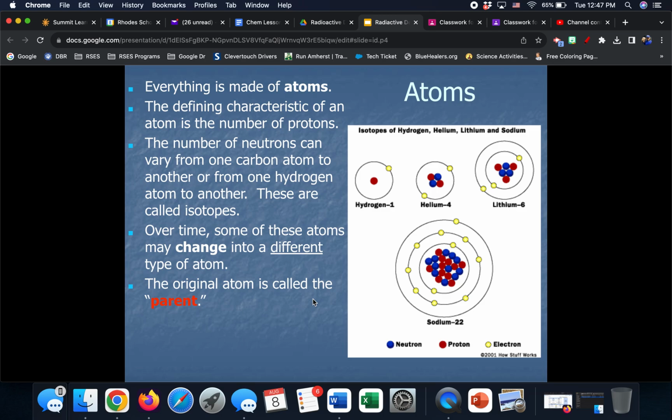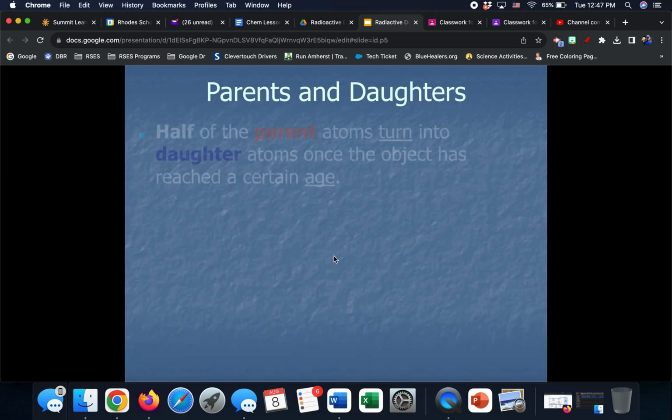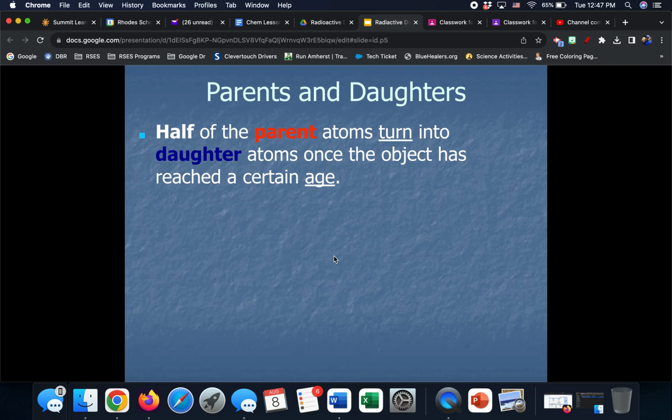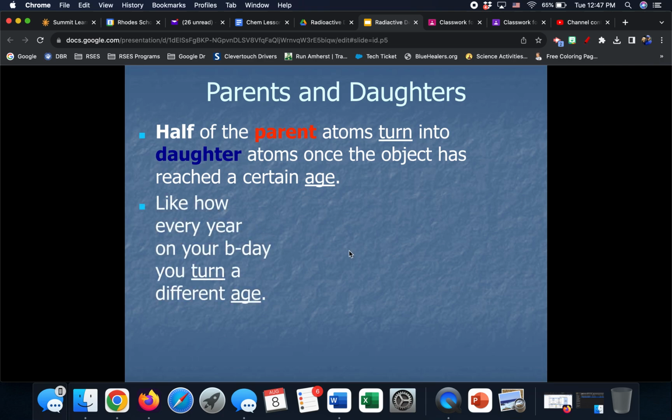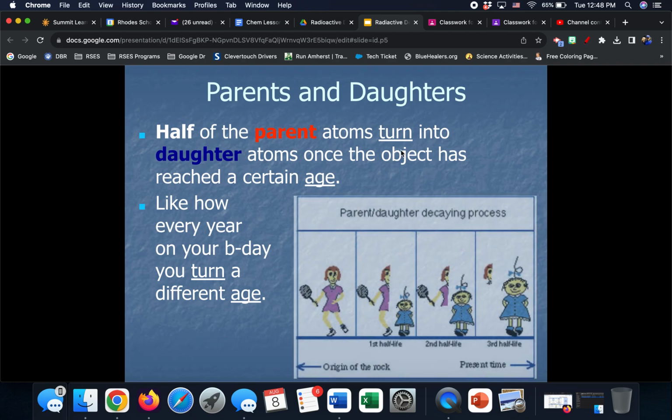The original atom we start with is called the parent atom. What it breaks down into through radioactive decay is the daughter atom. Half the parent atoms turn into daughter atoms once the object gets a certain age, and that age is different for every type of element. So on your birthday, you turn a different age. Elements over time change as well.